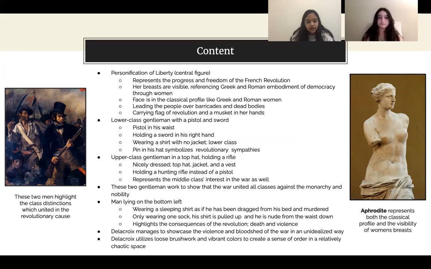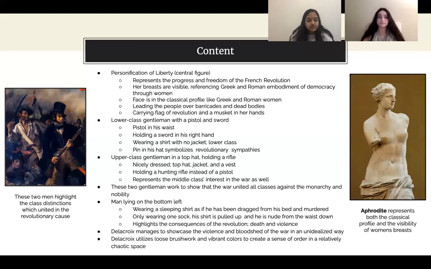The upper class gentleman right next to him in a top hat holding a rifle is nicely dressed. He's in a top hat, jacket, and a vest, and he's holding a hunting rifle instead of a pistol. Both of those things represent the fact that he is a middle class man, and it shows the middle class's interest in the war as well. These two gentlemen work to show that the war united all classes against the monarchy and nobility.